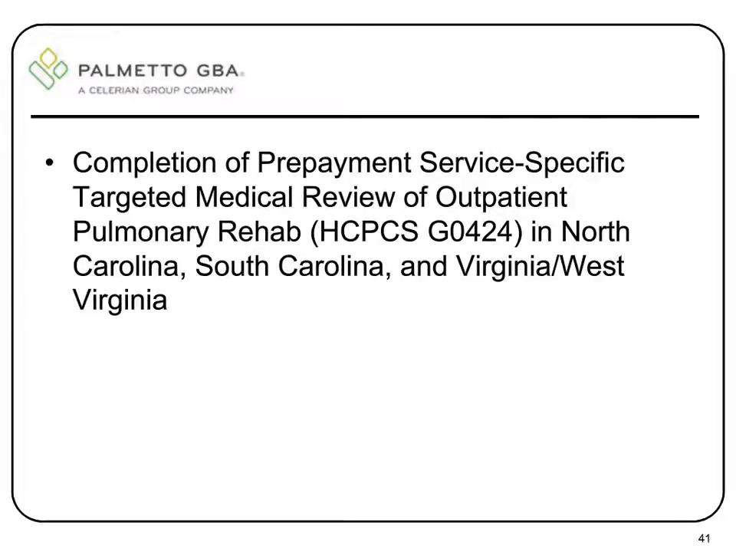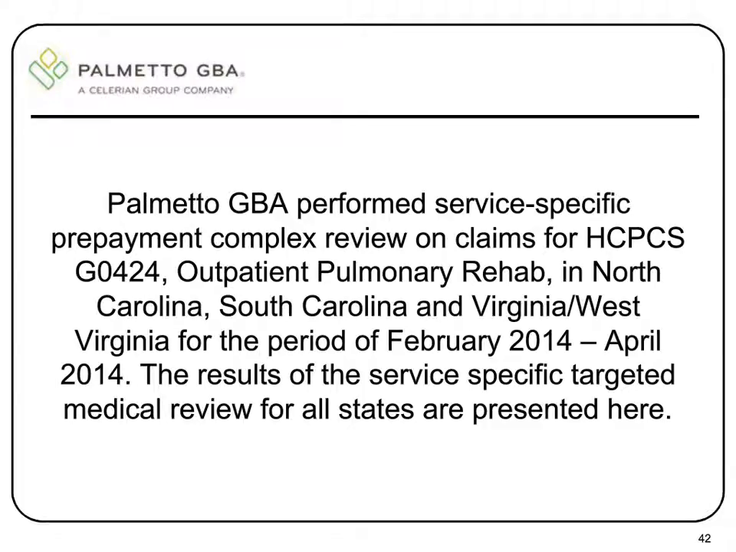Completion of prepayment service-specific targeted medical review of outpatient pulmonary rehab, HCPCS G0424, in North Carolina, South Carolina, Virginia, and West Virginia. Palmetto GBA performed service-specific prepayment complex reviews on claims for HCPCS code G0424, outpatient pulmonary rehab in North Carolina, South Carolina, Virginia, and West Virginia for the period of February 2014 through April of 2014. The results of the service-specific targeted medical review for all states are presented here.